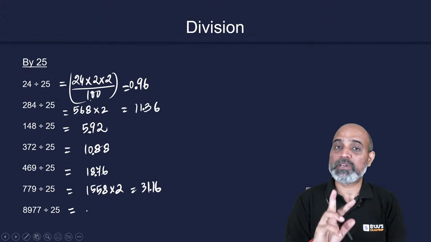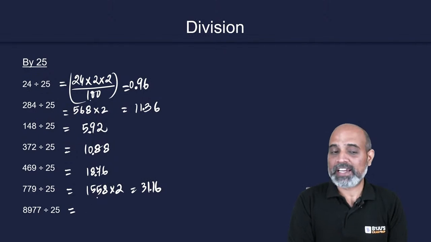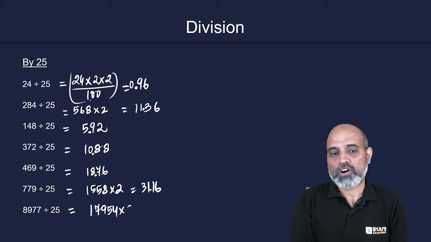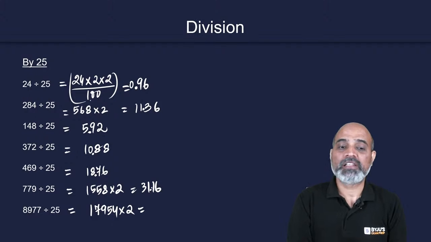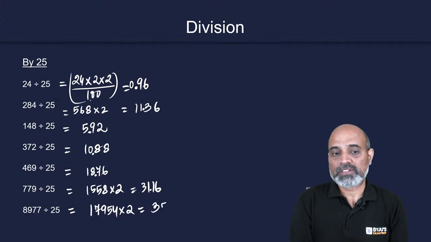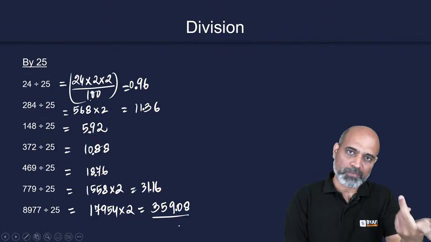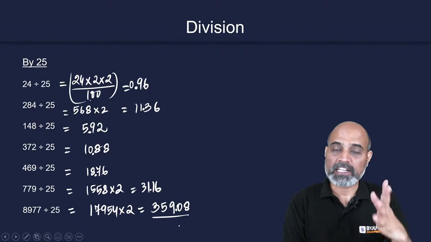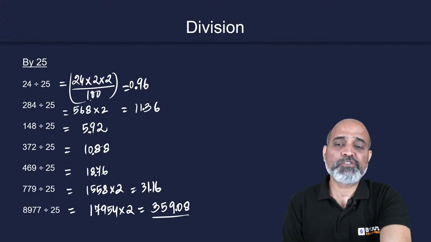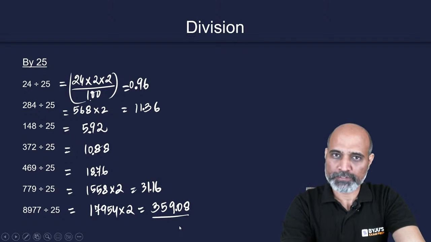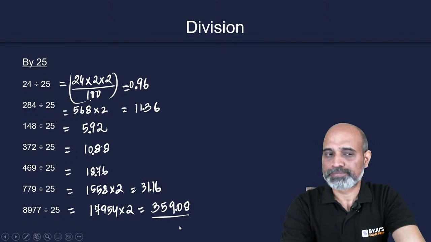8977 divided by 25 means I have to double it twice. Double of 8977 is going to give me 17954, and 17954 ka double is going to give me 35908. So it is 359.08. See, we are going to be so very precise. It's not even ki approximately itna. Exact value pata hai hame. This is very helpful when it comes to DI, because they have such kind of complicated calculations.